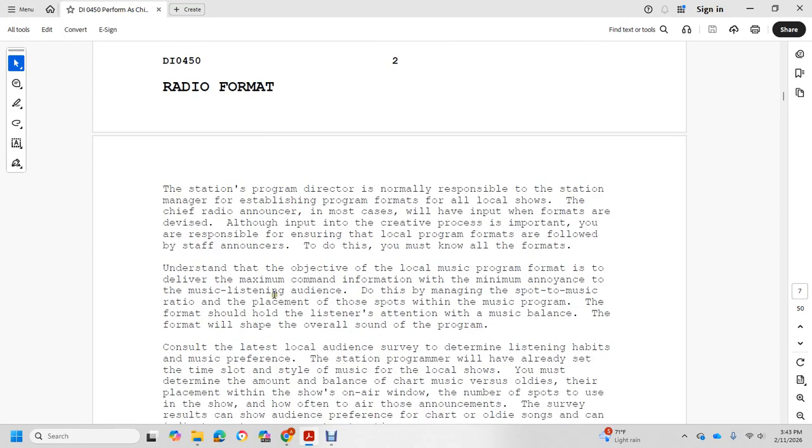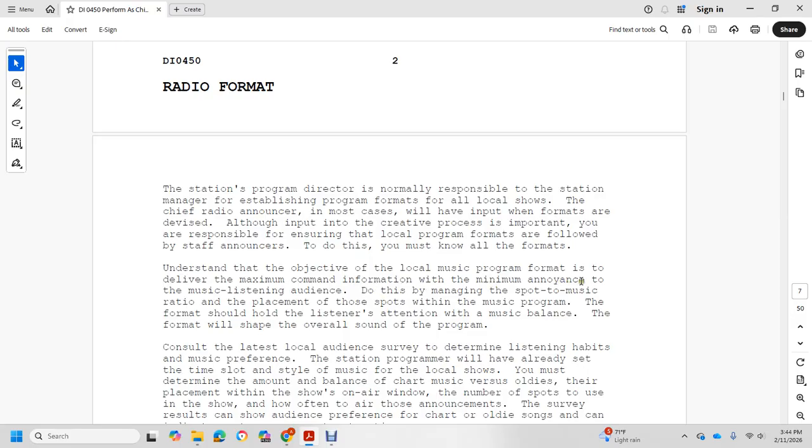The station's program director is normally responsible, with the station manager, for establishing program formats for all local shows. Chief radio announcers, in most cases, will have input when formats are devised. Although input into the creative process is important, you are responsible for ensuring the local program formats are followed by staff and announcers. Through this, you should know all of the formats. Understand that the objective of the local music program format is to deliver maximum command information with minimum annoyance to the music listening audience.